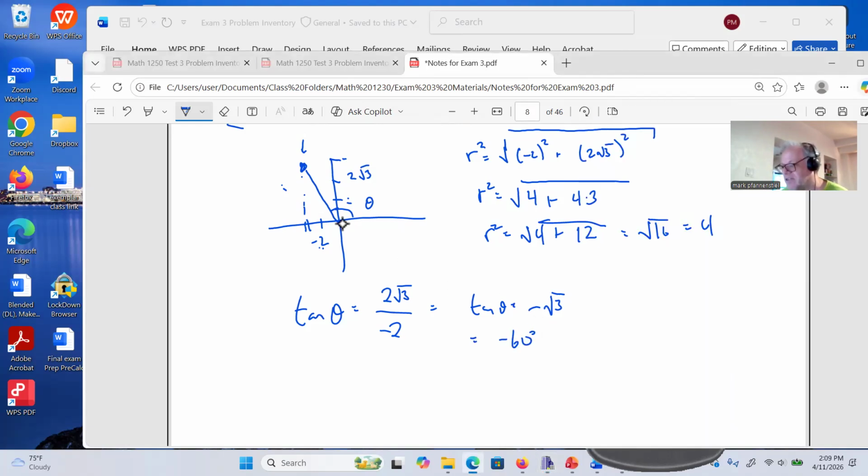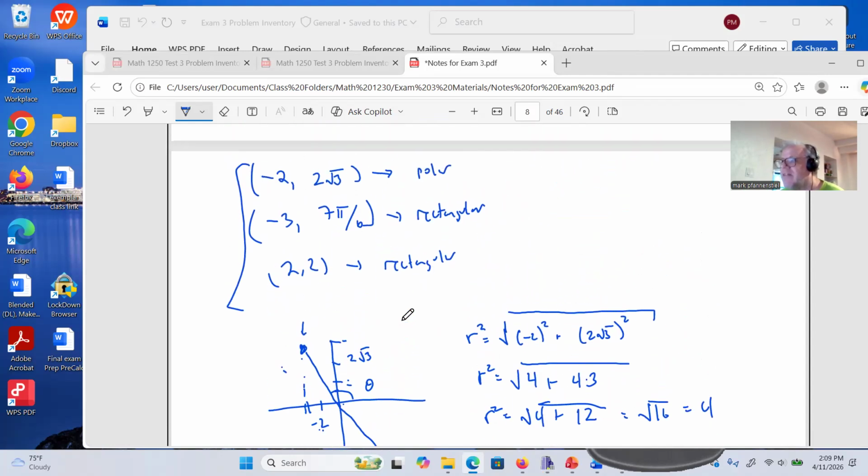Where is -60 degrees? Well, that's down here, isn't it? I don't want -60 degrees. I want something in quadrant 2. So what do you say? Why don't we add 180 to this and we'll end up with 120 degrees. So my conversion is going to be (4, 120 degrees). And that's my polar coordinate for this Cartesian coordinate. Okay, we end up with the same location, the same point when we do this. Okay, let's look at the next one.